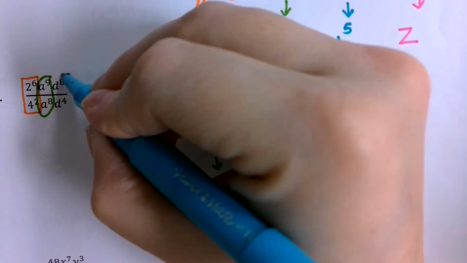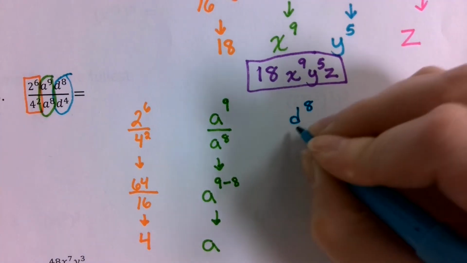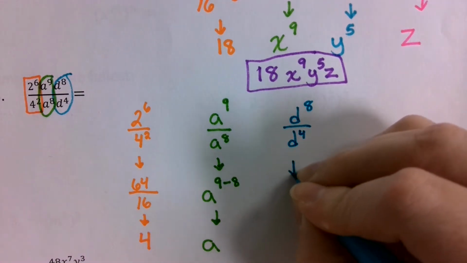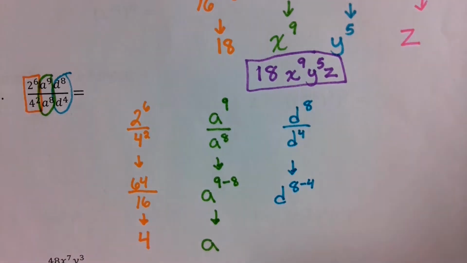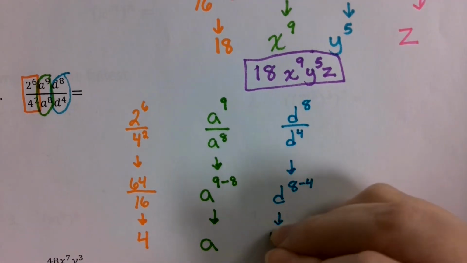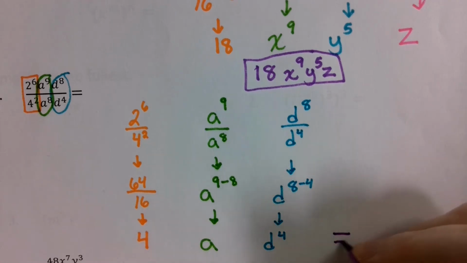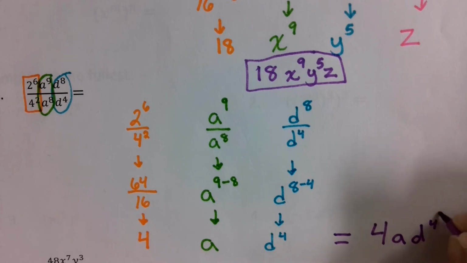Then we have d to the 8th and d to the 4th. So what we're going to do is subtract those exponents. That means we're going to really be doing d to the 8 minus 4 power. And 8 minus 4 is 4, so we get d to the 4th. So our final answer here is 4a d to the 4th.